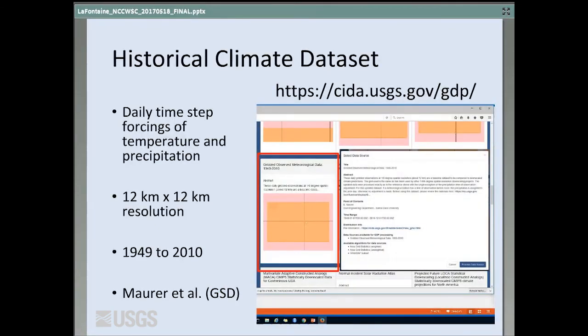So looking at our input climate data sets, for the historical climate data, we are using a gridded product for the conterminous United States. It's on a 12-kilometer by 12-kilometer grid. It was developed by Ed Maurer and others, and it's a daily time step product of temperature and precipitation from 1949 to 2010. We're able to access this information and summarize it to our modeling units through the USGS GeoData Portal, for which the URL is provided up here.